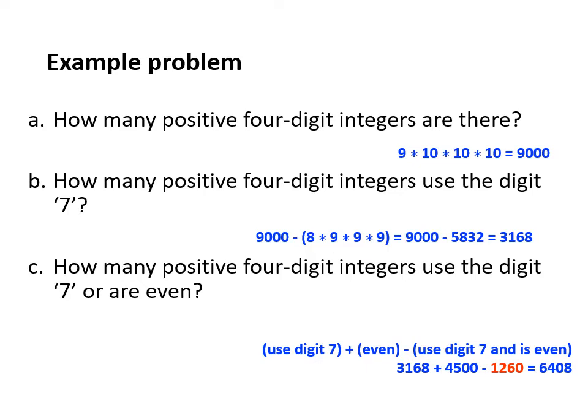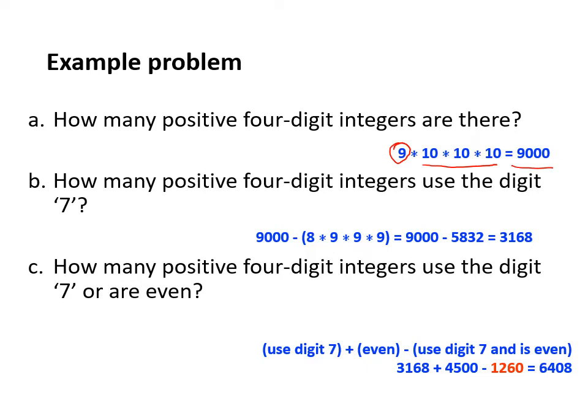So let's look at the solution for the first one. How many positive 4-digit integers are there? The solution is: we have 9 possibilities for the first digit. Why is that? Because 0 cannot be at the first place. And then 10 possibilities for the 3 other digits. And we use our rule of products to get 9,000.